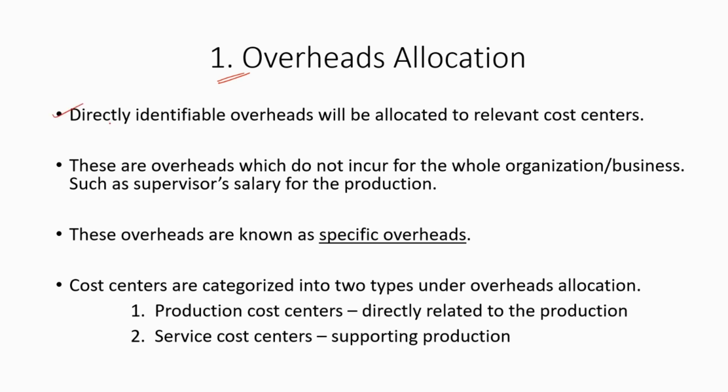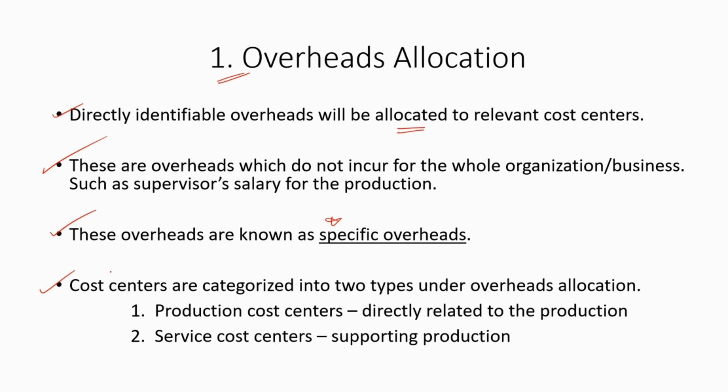Directly identifiable overheads will be allocated to relevant cost centers. This term is very important. We are going to allocate the directly identifiable overheads to the cost centers, not to the cost units, because we cannot directly identify the overheads to the cost units. But some overheads can be directly identified for cost centers. These are overheads which do not incur for the whole organization or the whole business, such as supervisor's salary for the production. These overheads are known as specific overheads. This term is important.